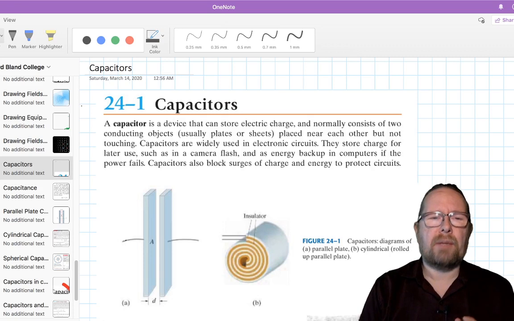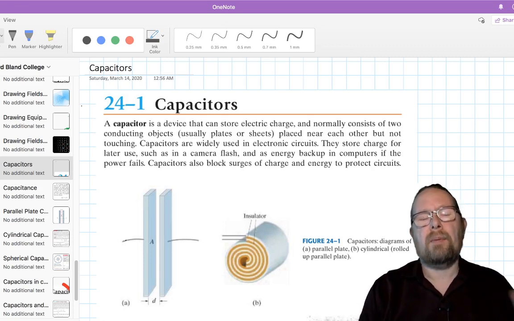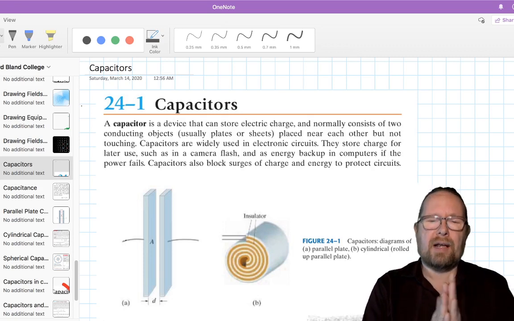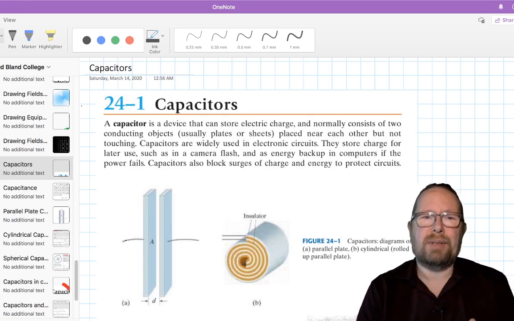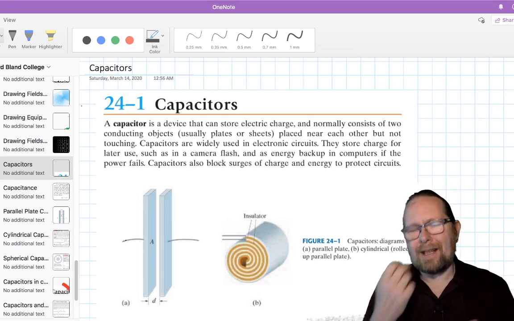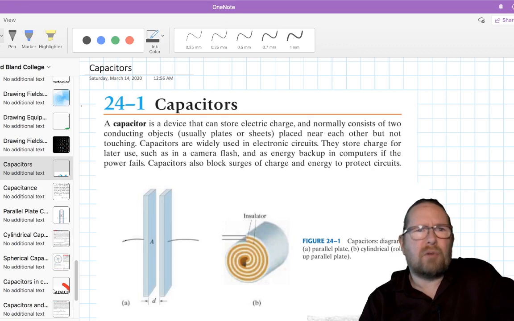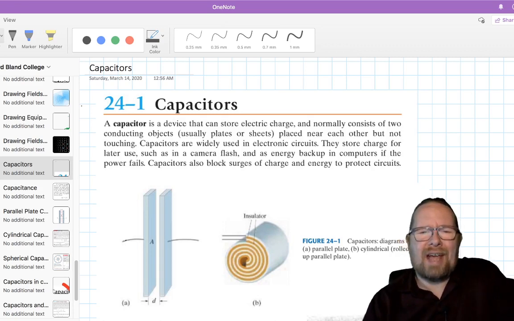It does follow up nicely on what we talked about in chapter 23 because a capacitor you can really think of as an object that stores electrical potential energy in a circuit. So in that way it makes kind of sense. But I think most people think of a capacitor as an element in an electrical circuit. So in that sense it doesn't make any sense to talk about it before you talk about electrical circuits.